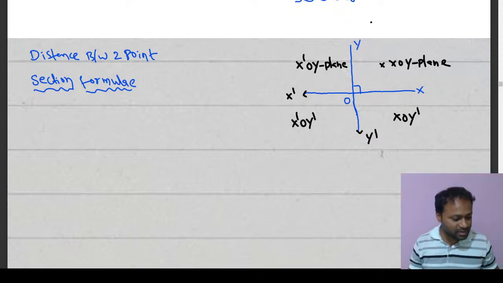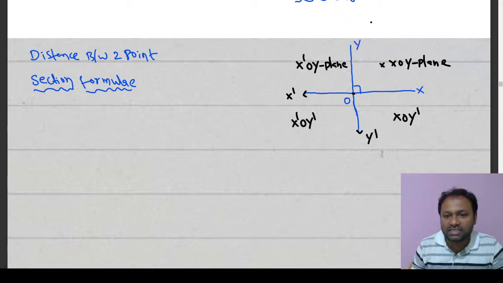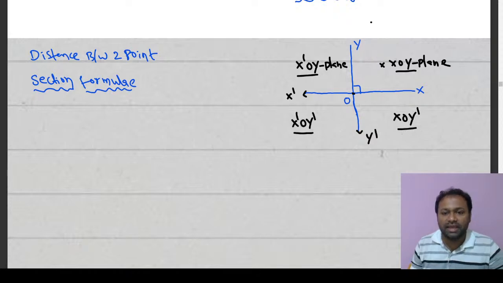So I'm going to start this topic. See, once again, this is x-axis and this is y-axis. Here the point of intersection is called origin, right? These two axes divide the plane into four parts. Okay, this one is XOY plane, as well as this is x dash OY plane, and this is x dash OY dash plane, and this is XOY dash plane. Okay, right. And next, after this, how the point will be in this coordinate plane.